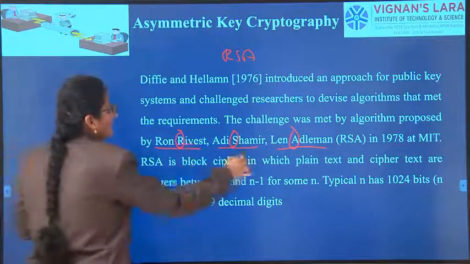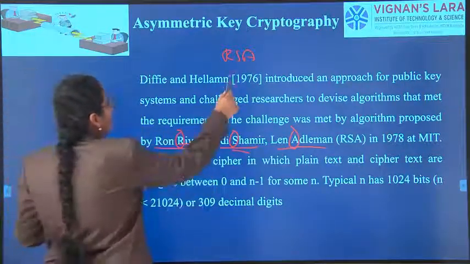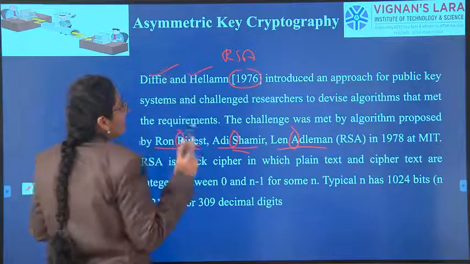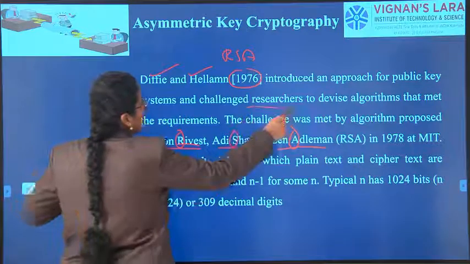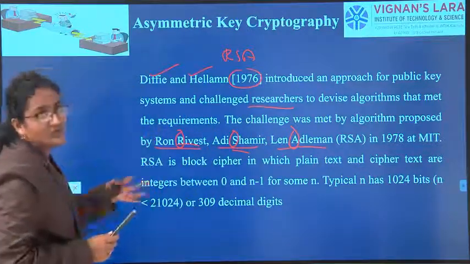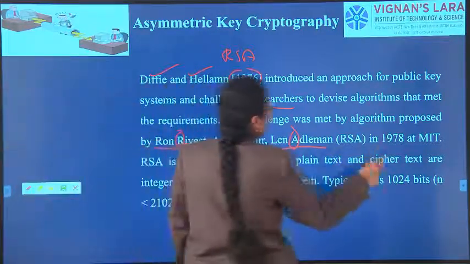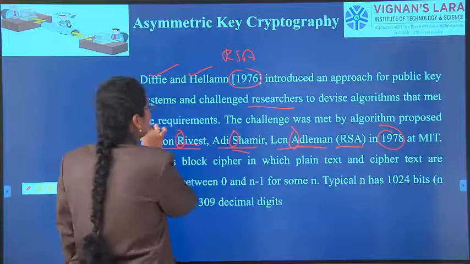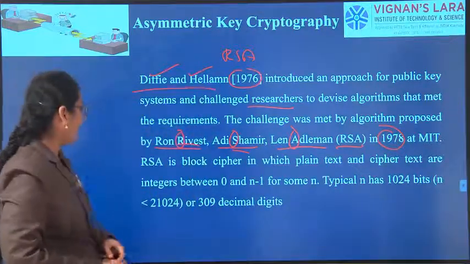Why did Rivest, Shamir and Adleman invent this RSA algorithm? In 1976, Diffie and Hellman gave some challenges to the researchers and asked them to find an algorithm which would meet the requirements. Then in 1978 these people developed RSA, and RSA met all the requirements given by Diffie and Hellman.